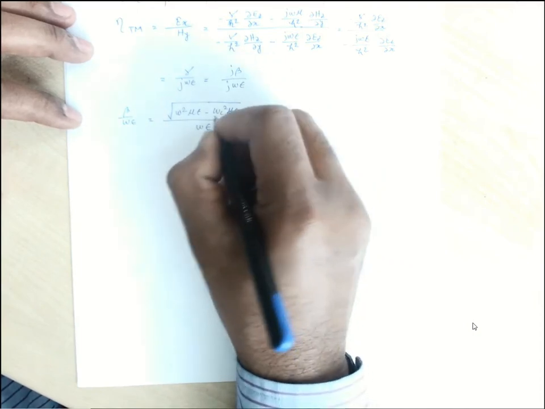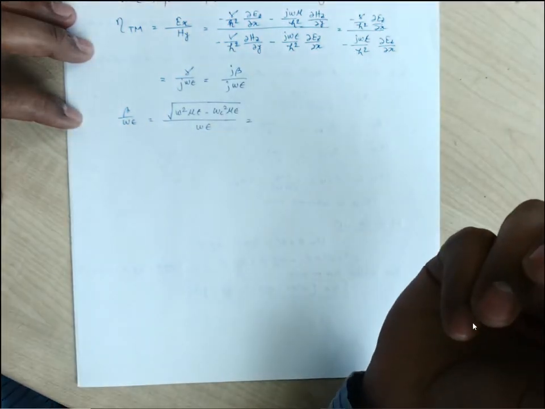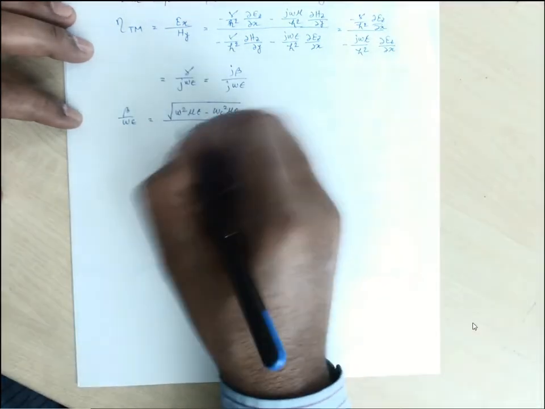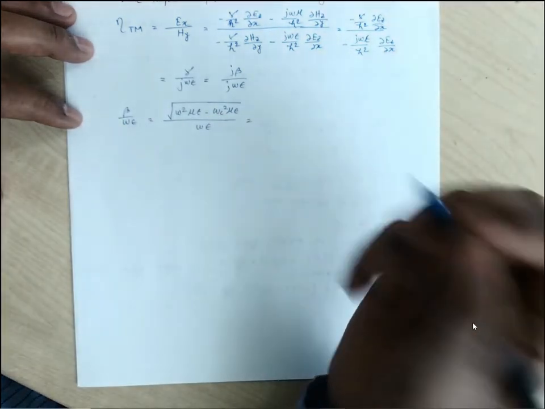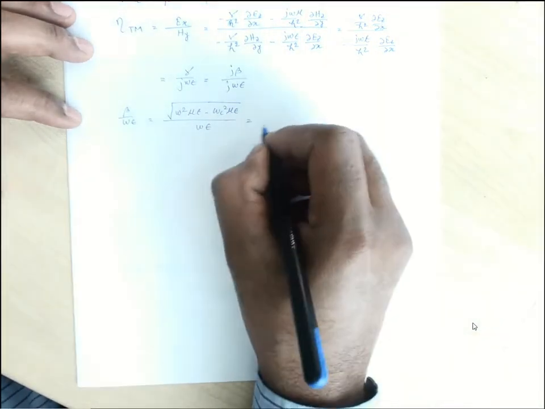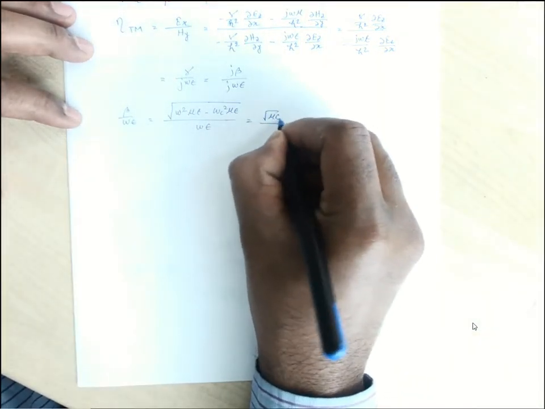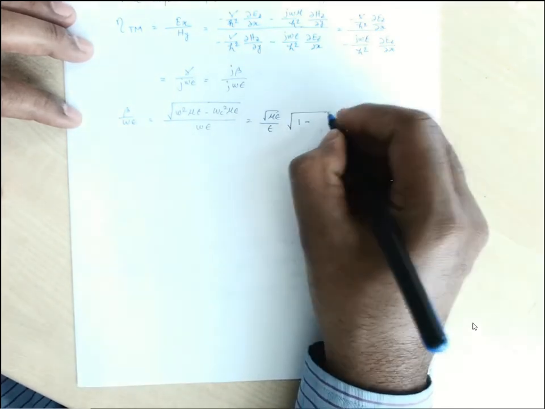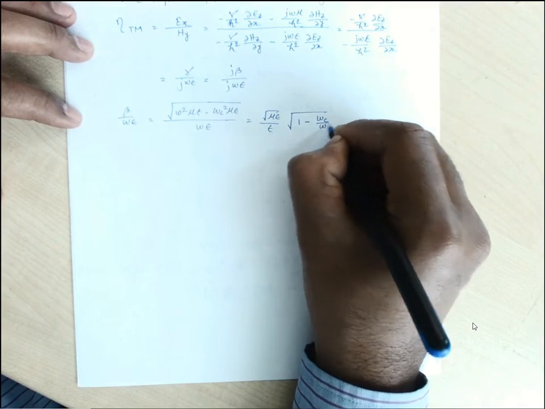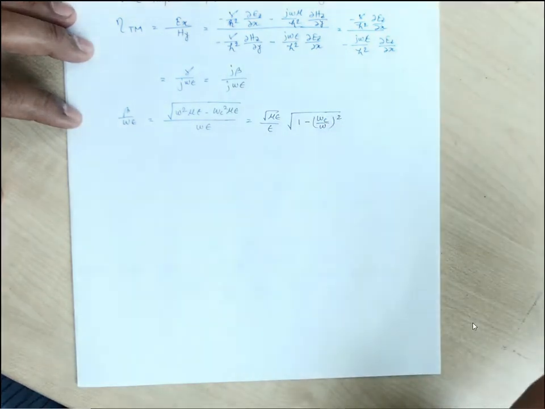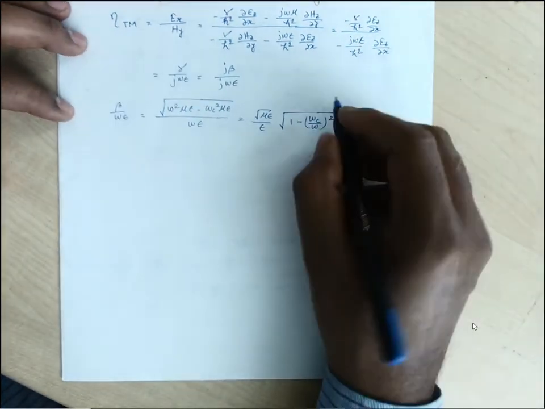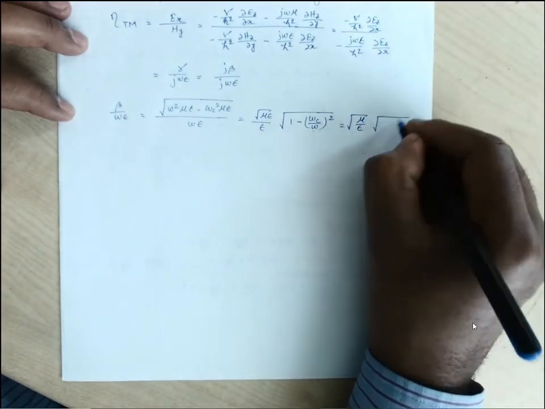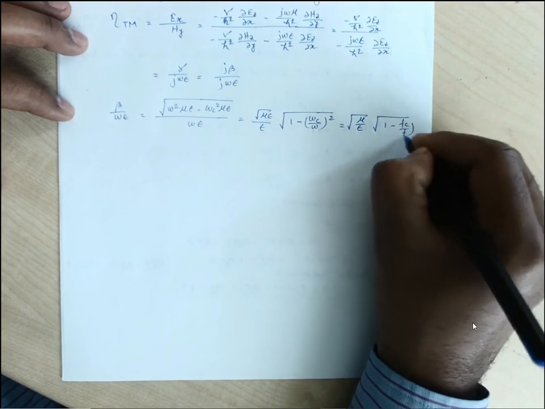So we can write this down. If we take common, omega will get cancelled. Then we can take mu epsilon outside, that is root over mu epsilon by epsilon into 1 minus omega c by omega whole square. So this one will be root over mu by epsilon times root over 1 minus fc by f whole square.